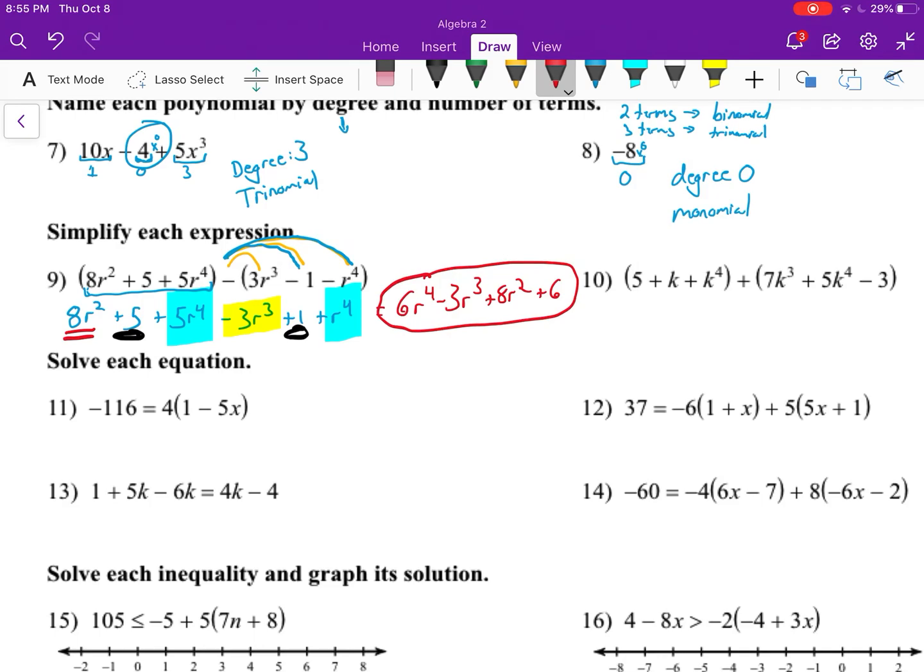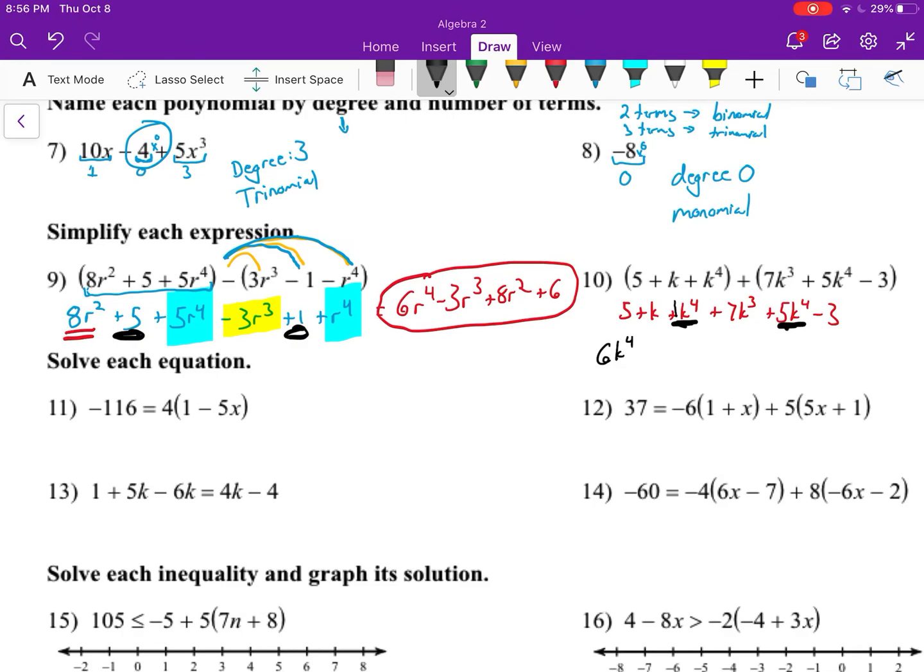Number 10 is addition. So when we have addition of polynomials, we really don't need any parentheses, so we could rewrite this without the parentheses. It's when we have subtraction that we need to distribute. And now it's actually very much like the one we just did. Like terms, here's a k to the 4th plus 5k to the 4th. Well, remember, if we have a k to the 4th, it's an understood 1k to the 4th. So 1 plus 5 is 6k to the 4th.